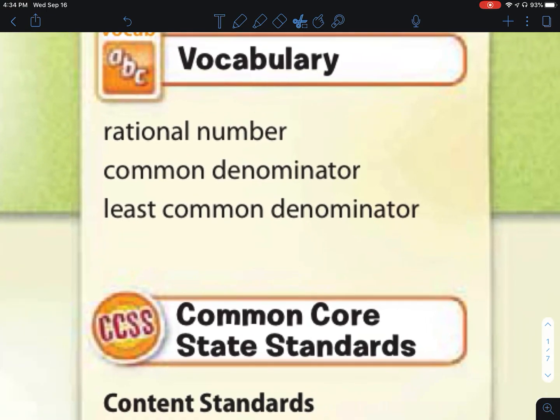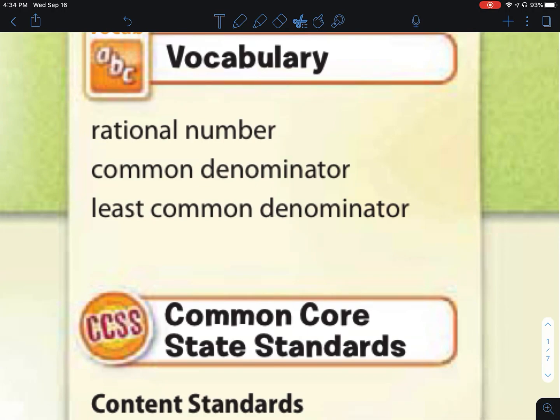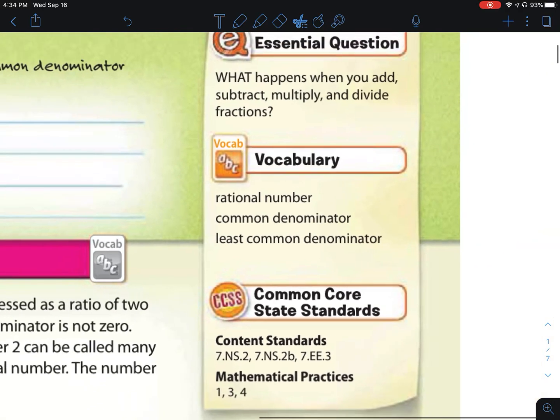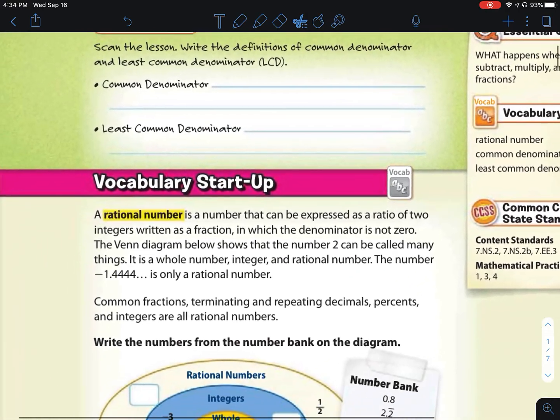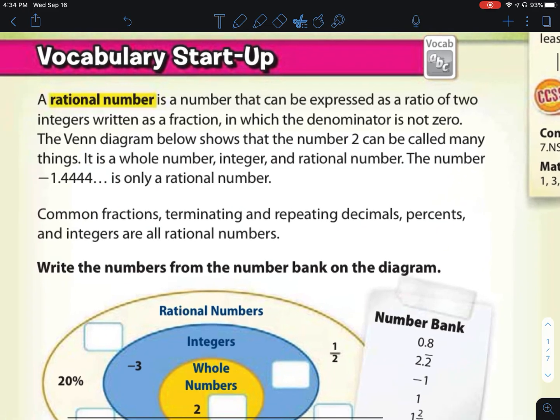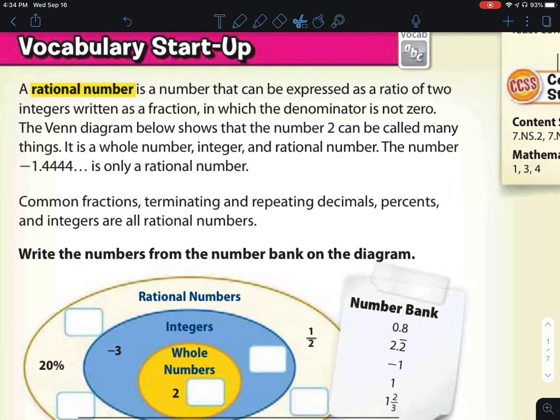The vocabulary we're going to be talking about today will be a rational number. What is a rational number? What is a common denominator and what is a least common denominator? So let's start. Definition of a rational number. A rational number is a number that can be expressed as a ratio of two integers written as a fraction. So that's a definition of a rational number.